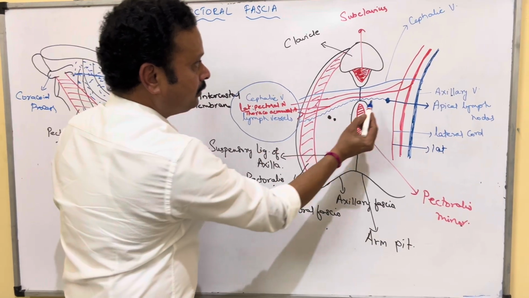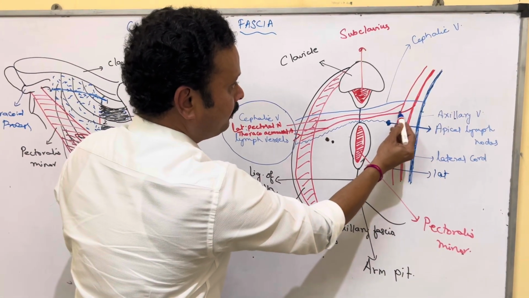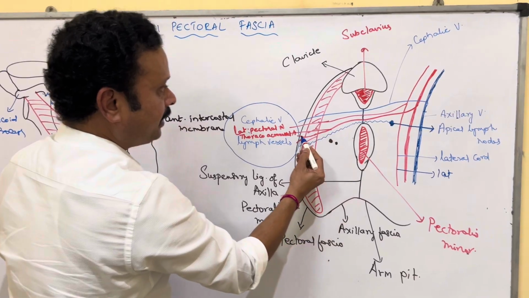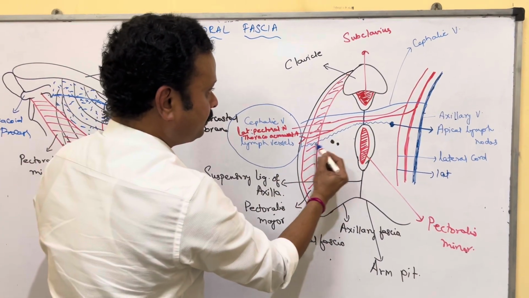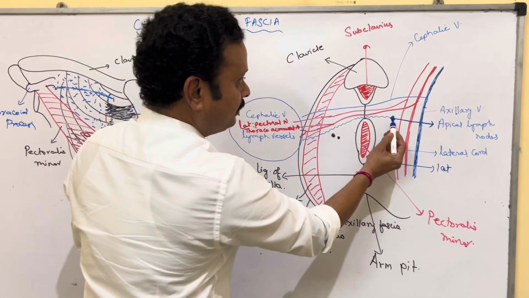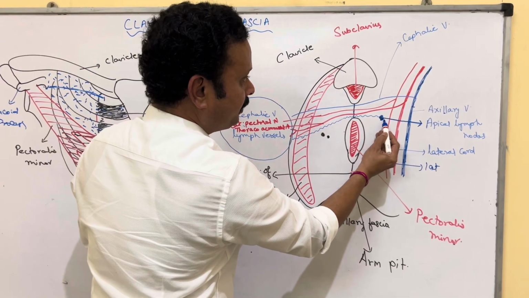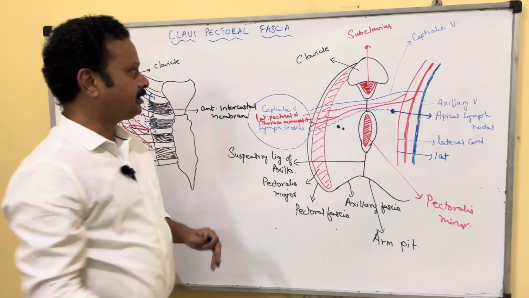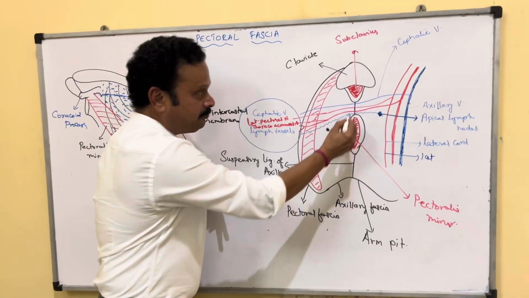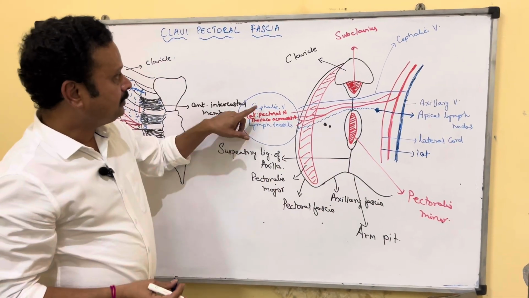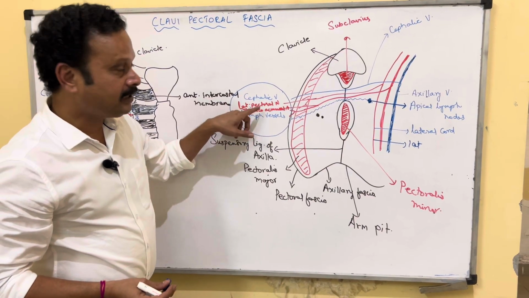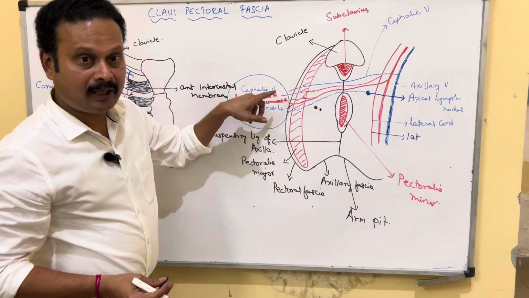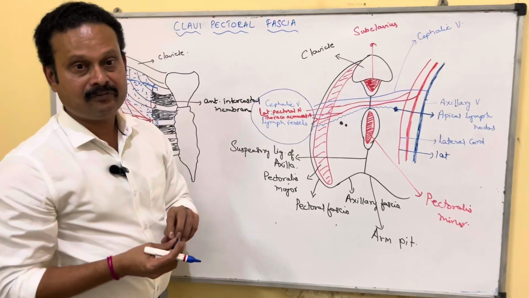Number three, thoracoacromial artery, which is a branch of the axillary artery. Number four, the lymph vessels draining the lymph from the apical group of lymph nodes. These are the lymph vessels. So these are the four structures which are piercing the clavipectoral fascia. I repeat, cephalic vein, lateral pectoral nerve, thoracoacromial artery and lymph vessels.